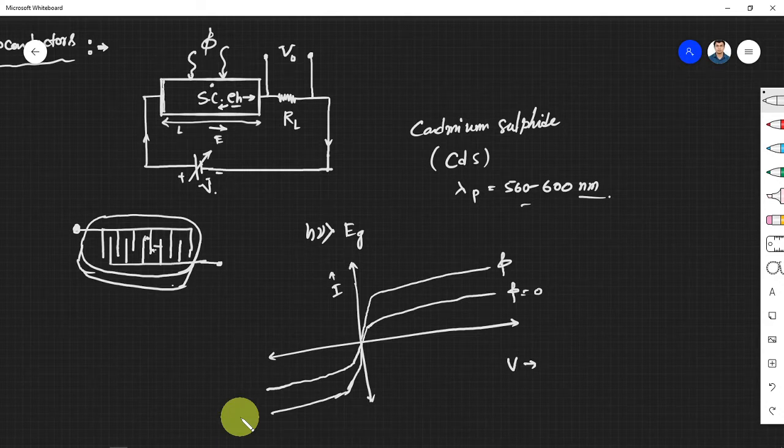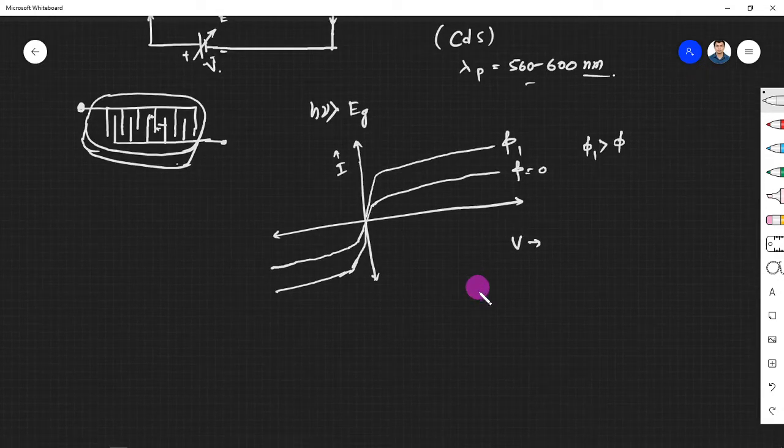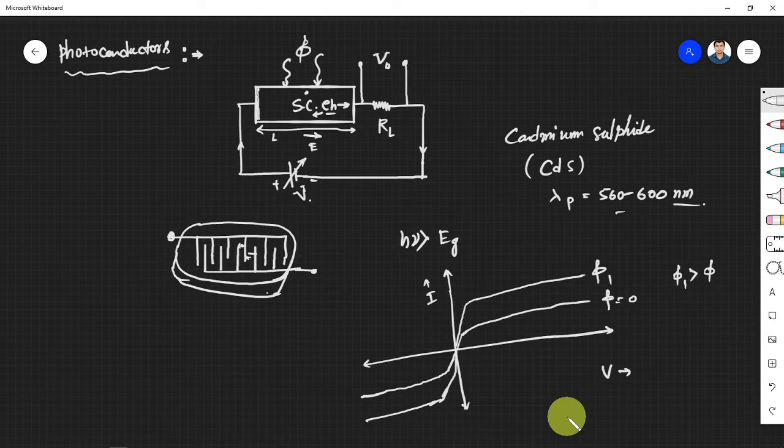So this is phi 1, and if you keep increasing this phi 1, this saturation current will keep on increasing to some extent. So this is how it's the typical IV characteristics of a photoconductor. What is phi, sir? Phi is the photon flux.